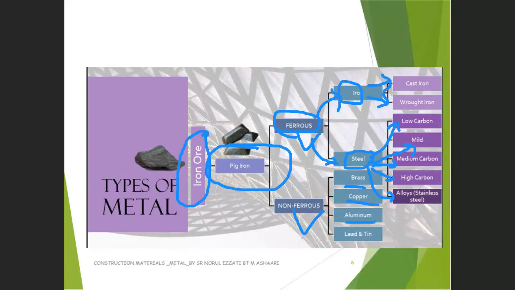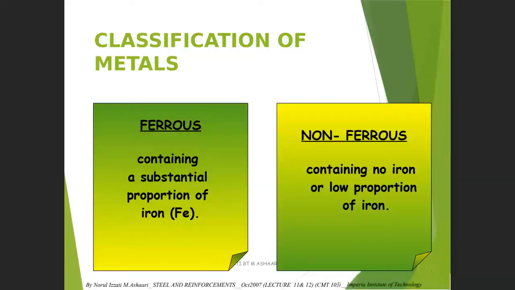Lead and tin are used for part of the roofing and part of the finishing and architectural part. So these are basically the categories of metal in general. Okay. Now let's look at the actual definition.